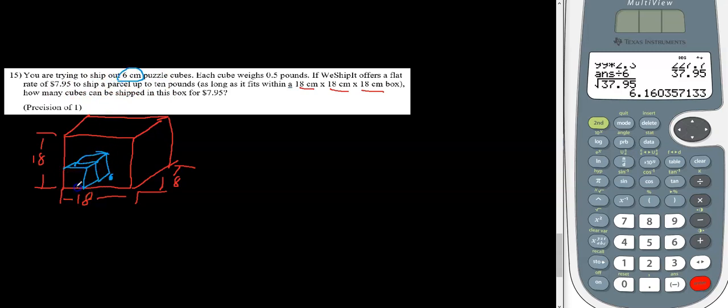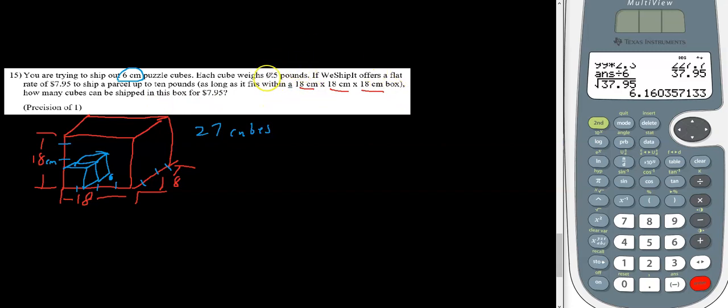And so how many can I fit in this? Well, I can fit 1, 2, 3 this way, and I can fit 1, 2, 3 this way. And so I can fit 9 on the bottom level. But then I can fit another 9 on top of those because it's also 18 centimeters tall. And I can fit another 9 on top of that. And so volume-wise, I can fit 27 of these little puzzle cubes inside this box.